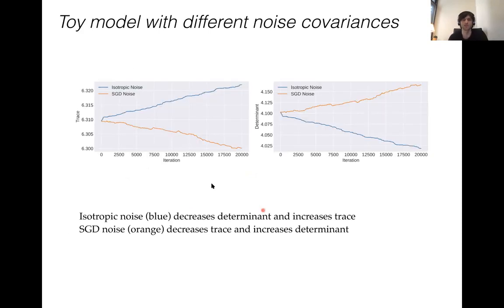And just to show that this happens, Mingwei took a toy model where the trace of the Hessian and the determinant of the Hessian were designed to be anti-correlated. And then he added either isotropic or SGD-like noise. And what he found is that when you add SGD noise, as expected, the trace goes down, but actually the determinant goes up. But when you add isotropic noise, then the trace goes up and the determinant goes down.